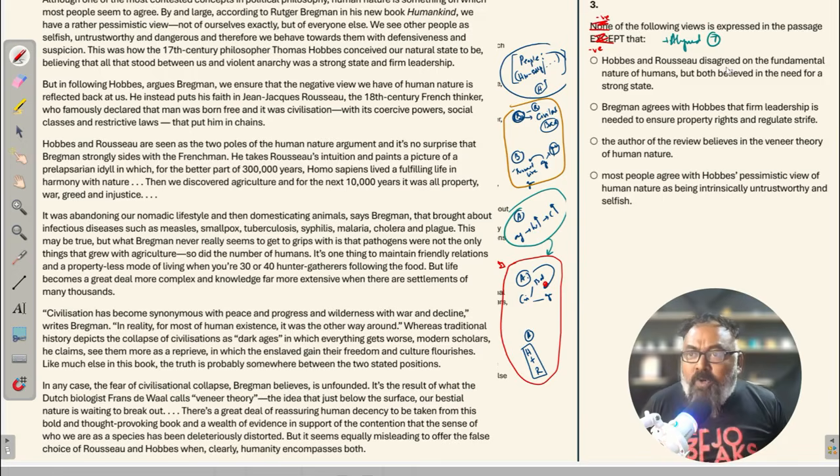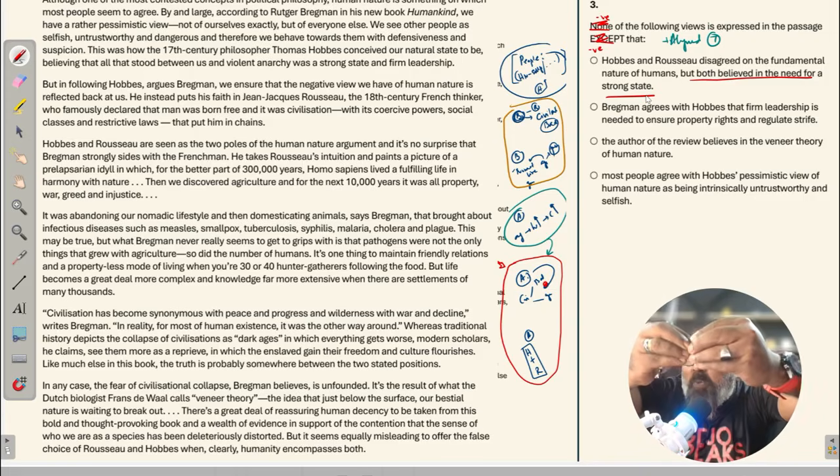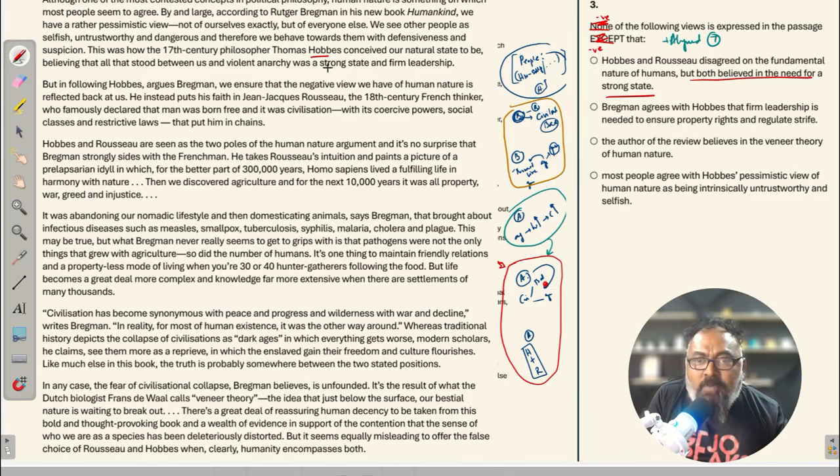Okay. Hobbes and Rousseau disagreed on the fundamental nature of humans, but both believed in the need for a strong state. Where? No! Have you ever read that? Here, Hobbes and Rousseau agreed on a strong state? All we know is that Hobbes said a strong state is important. Gone. In fact, he's saying civilization is crazy. It puts them in chains. Bregman agrees with Hobbes that firm leadership is needed to ensure property rights. Where? The author of the review believes that the veneer theory of human nature. Where? In the case of fear unbounded, Burton believes it's a result of what? We don't know. That is not the author's position.